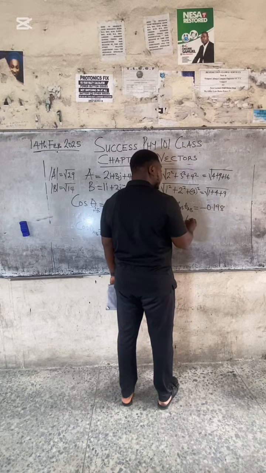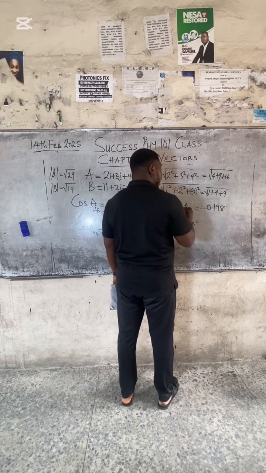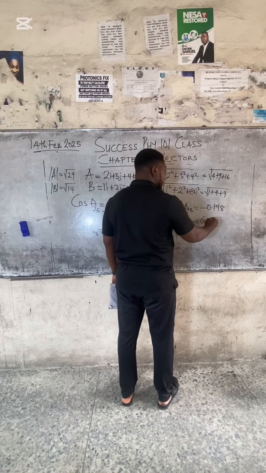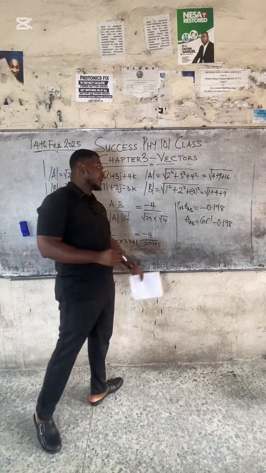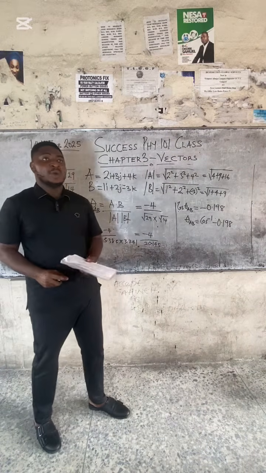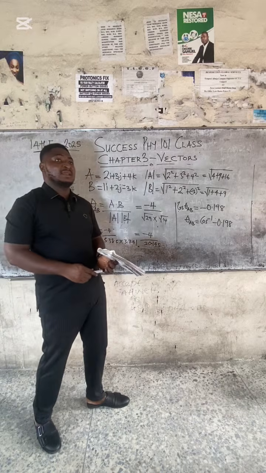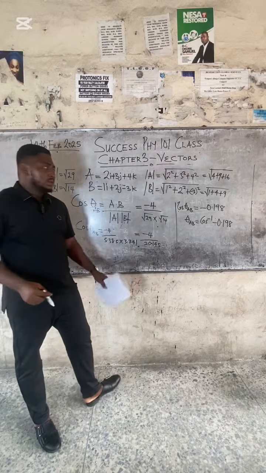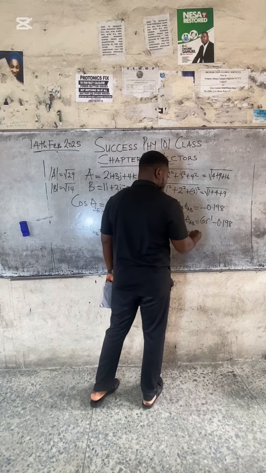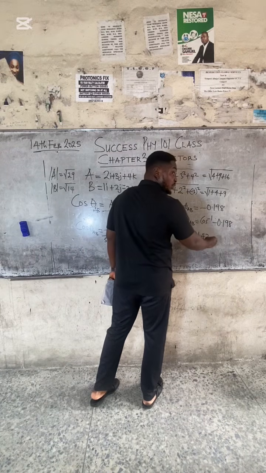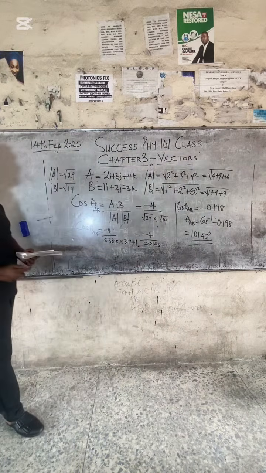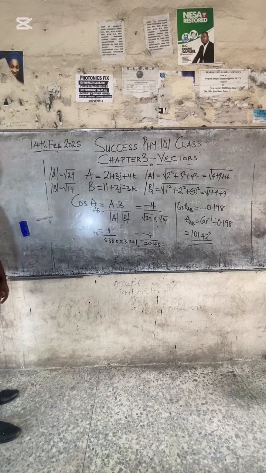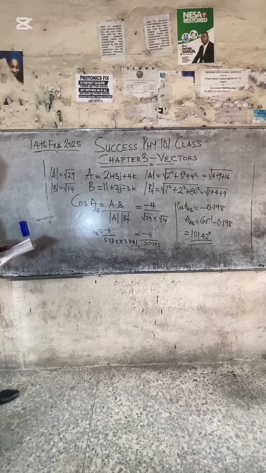It is minus 0.198. Now we make theta subject of the formula. Theta AB is, when cos comes to this side, what happens? It becomes cos inverse of minus 0.198. So you press shift, cos, minus 0.198. You see? 101.42 degrees. 101.42 degrees is the angle between these two vectors.